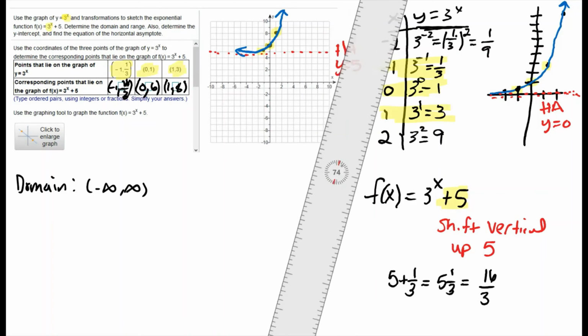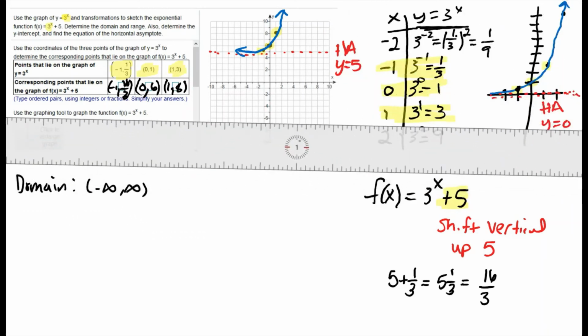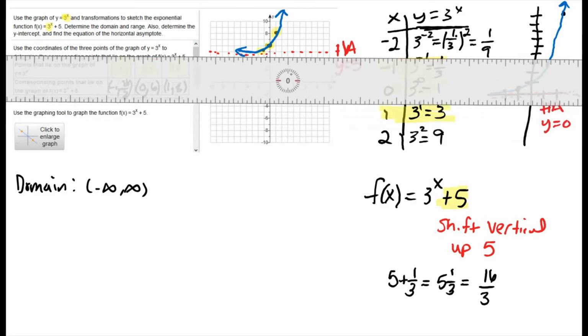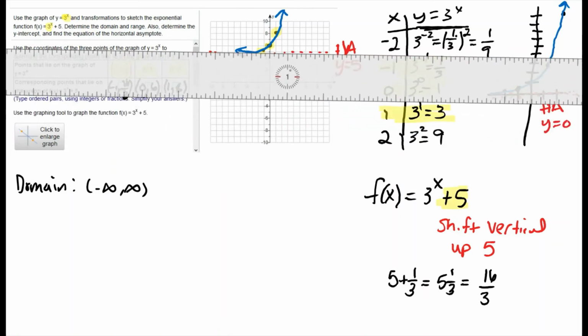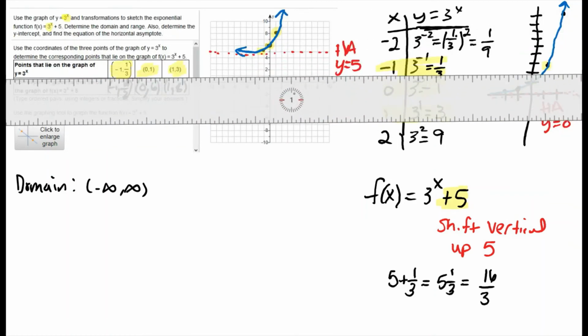For the range, I'm going to hold my ruler horizontally and go from bottom to top. The first time you hit the graph will be just after that horizontal asymptote at 5, and then it goes on to infinity. So the range starts at 5 and goes to infinity, and we're going to use a parenthesis on the 5 because our graph is never going to reach the asymptote. It'll get closer and closer but never reach it.